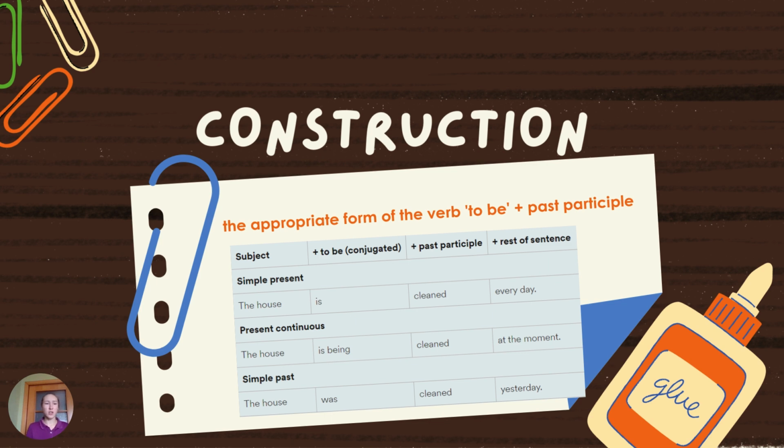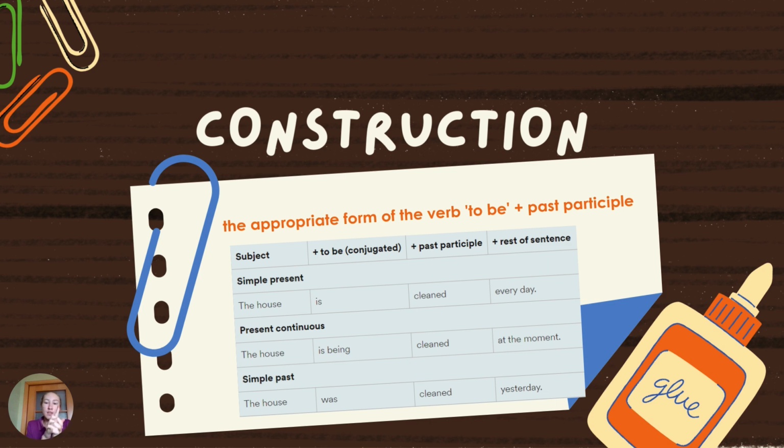Let's talk about the construction, because then everything will be much clearer. The appropriate form of the verb to be plus past participle. Maybe you would wonder, what does it mean, the appropriate form of the verb to be? Actually, it is quite easy. To be is am, is, are. So for he, she, it, we use is; for you, we, they, are; and for I, am. Quite easy. Plus past participle.